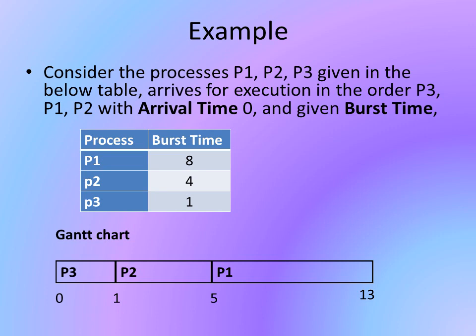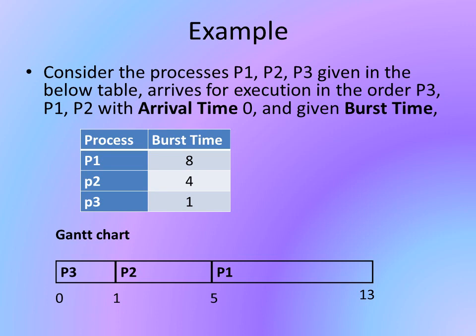So now let us draw the Gantt chart for our processes. In our example, P3 is the shortest job as its burst time is 1 second. So the execution of P3 begins. After 1 second the execution of P3 completes and the next shortest job is P2 because its burst time is 4 seconds. So the execution of P2 begins at 1 second and it needs 4 seconds.